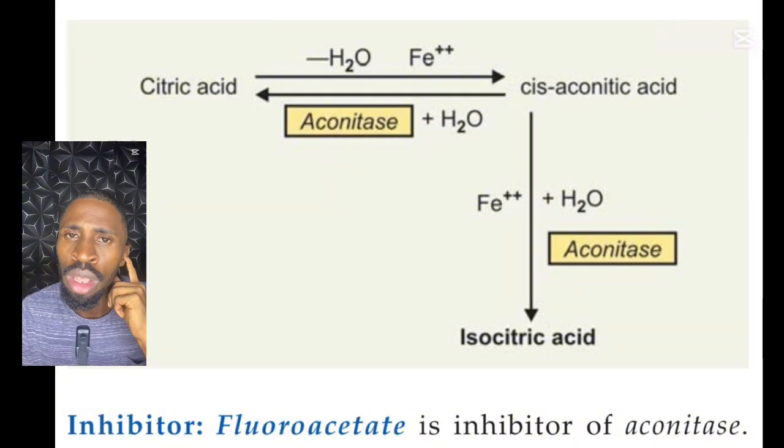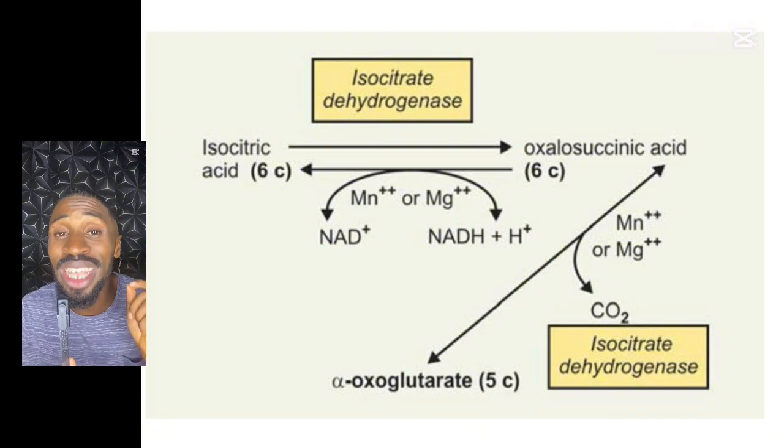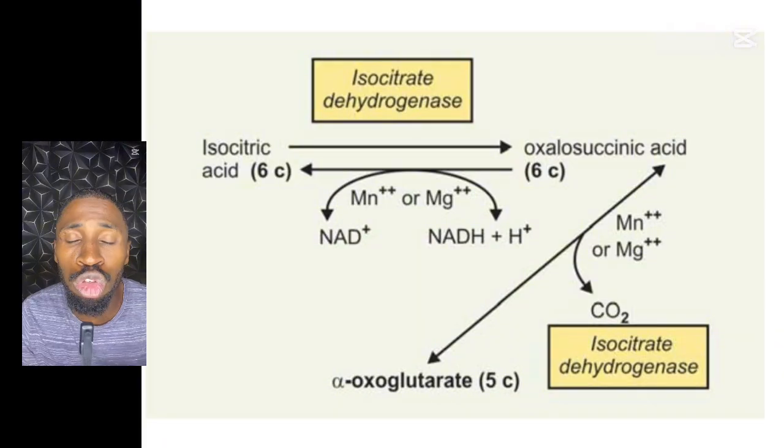Don't forget. Then isocitrate will form α-ketoglutarate by what enzyme? Isocitrate dehydrogenase. Also, this reaction will take 2 steps. First of all, the isocitrate will form oxalosuccinate.